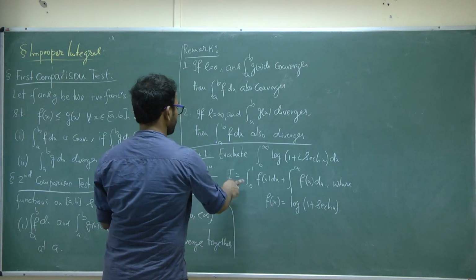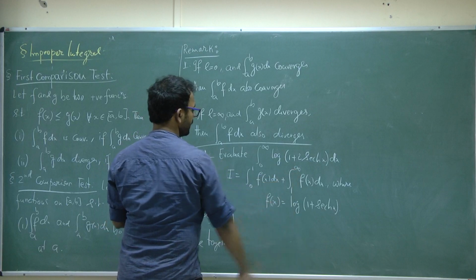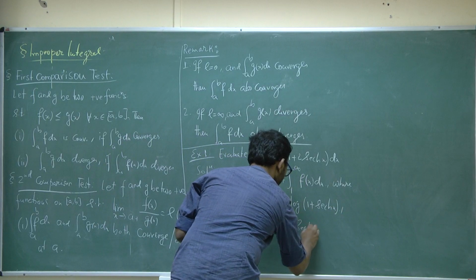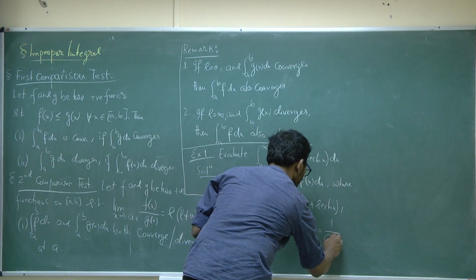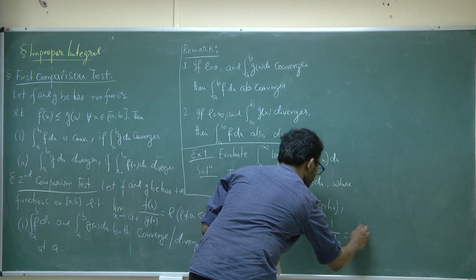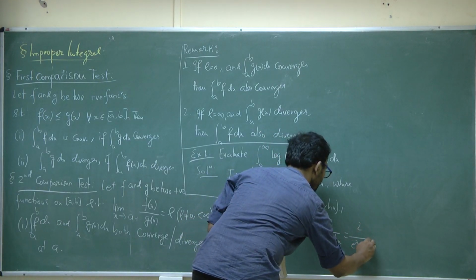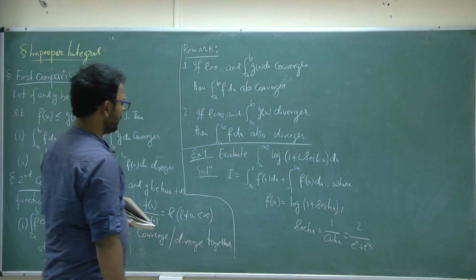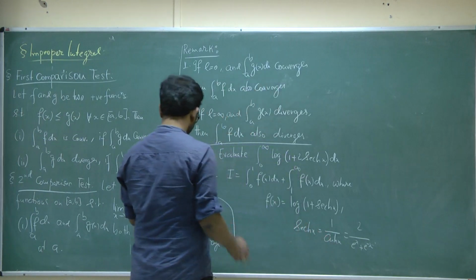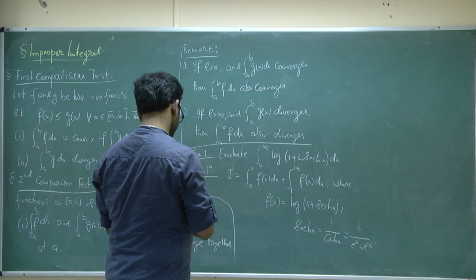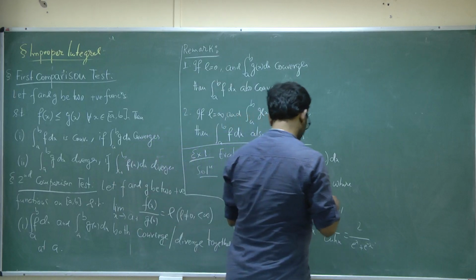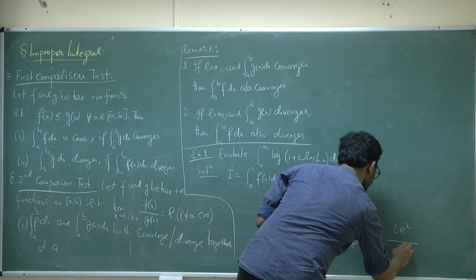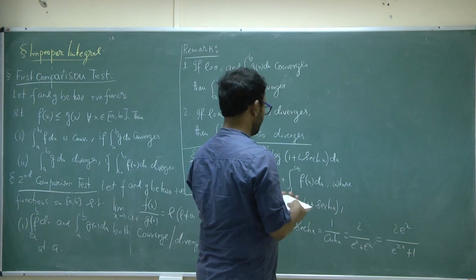First of all, we will check the convergence at 0 and we will check convergence at x equals infinity. And I would also like to point out what our sech x is. Sech x is 1 by cosh x, and this is 2 by (e to the power x plus e to the power minus x). This we already know from our usual definition of hyperbolic functions. This can also be further simplified to 2 e to the power x divided by (e to the power 2x plus 1).